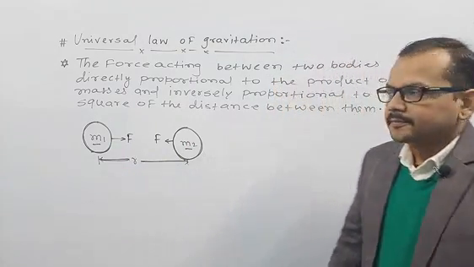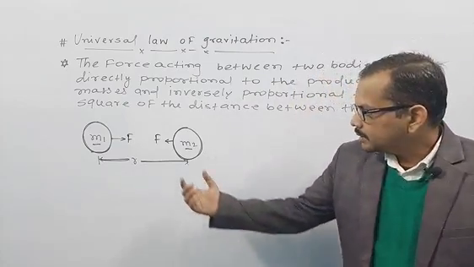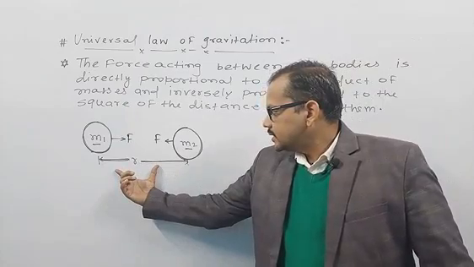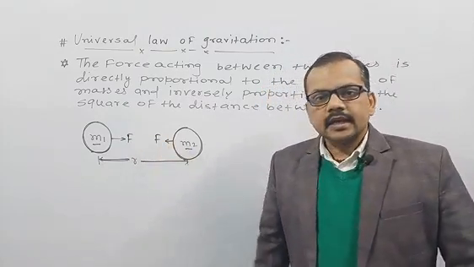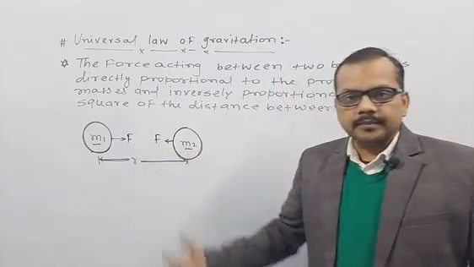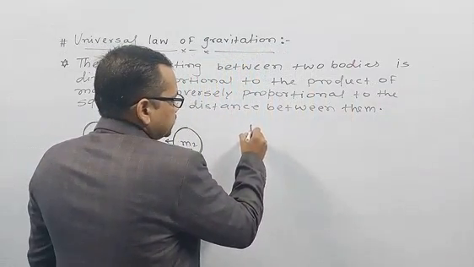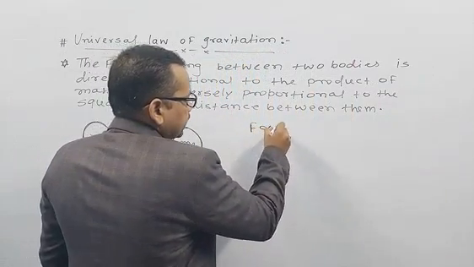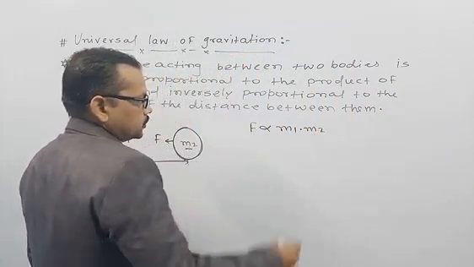Let me repeat again. The universal law of gravitation states that the force acting between two masses is directly proportional to the product of masses and inversely proportional to the square of the distance between them. It's okay? Now we will write F is directly proportional to m1 into m2.